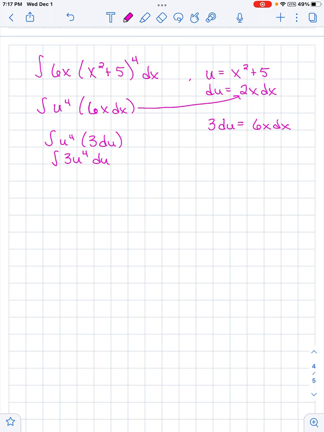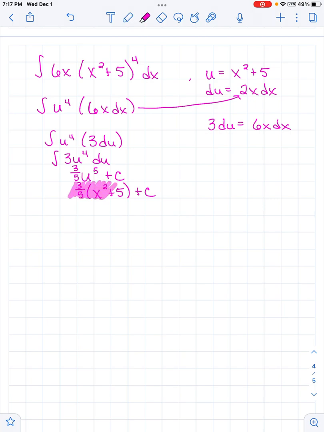So I'm going to add 1 to the exponent. So that's now u to the 5th. And then I'm going to divide the coefficient by that exponent. So this just becomes 3/5. Just like that. So keeping the 3 inside of the integral is no big deal. I'm going to replace u with x squared plus 5. And there's the antiderivative.